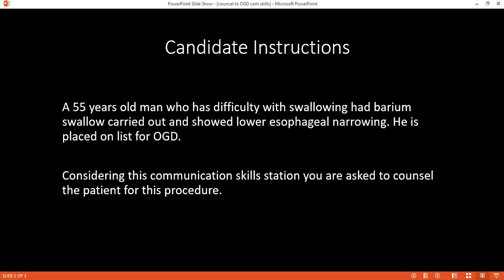But why am I salivating? Mr. Mead, this is because of the narrowing that you're having at the lower end of your food pipe, which is hindering the normal flow of your saliva downward.